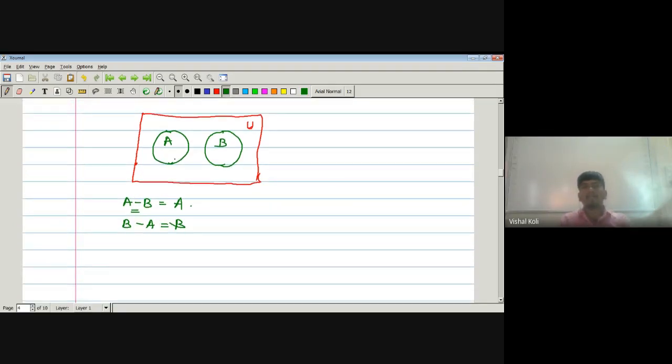This is for disjoint sets A and B. Then for this case, the symmetric difference of A and B, which is also denoted by this symbol, is nothing but A minus B union B minus A, which is equal to A union B, since A minus B is A and B minus A is B. This is for the case when our two sets A and B are disjoint. Now suppose there are some common elements between the two sets A and B.